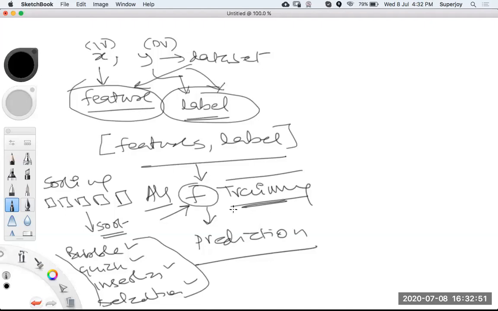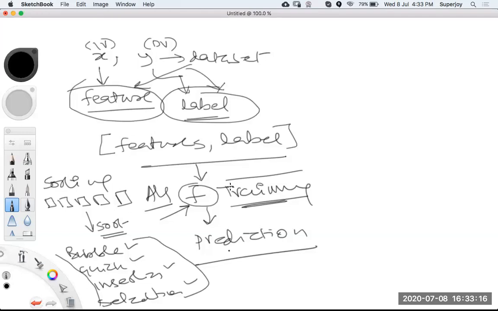Aur usi ek algorithm ka maine naam aapko liya tha. I gave you one name today. That name was linear regression. That means linear regression is an algorithm through which we can perform training. That means we can find out the mapping function. And once the mapping function is there, we can perform prediction. So guys, did you understand these relationships?